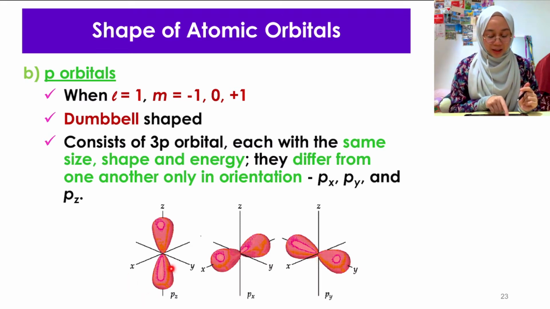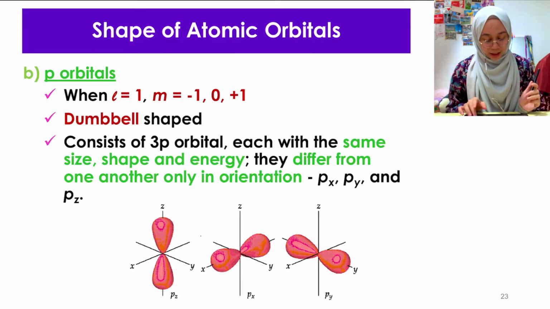Okay, and then as you can see, all the orbitals, they have the same size. Okay, meaning they have the same energy as well. So kalau lah kita cakap ini adalah 3p, so basically semua ni size dia sama je. Okay, and then next kita pergi kepada d orbital. Okay, so this is the last one.